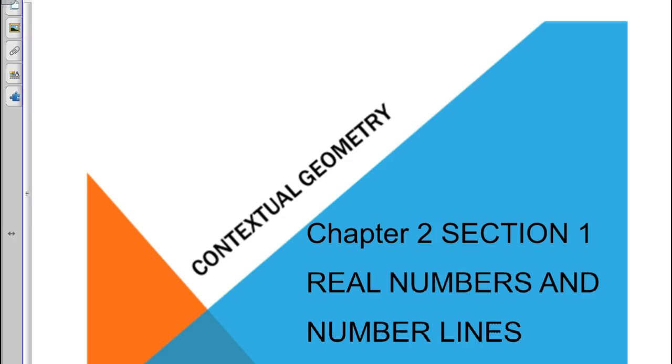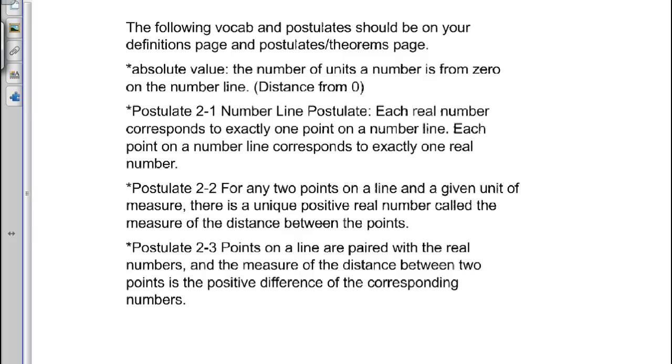Chapter 2, Section 1, Real Numbers and Number Lines. You will need the following vocabulary word and 3 postulates. You'll need to write those down and pop those in your notebook. Absolute value goes in your vocabulary section. It's the number of units a number is from 0 on the number line.